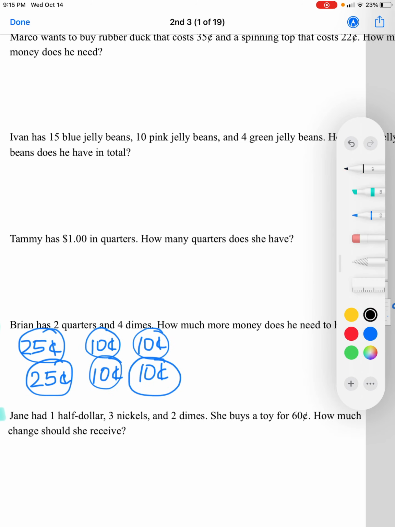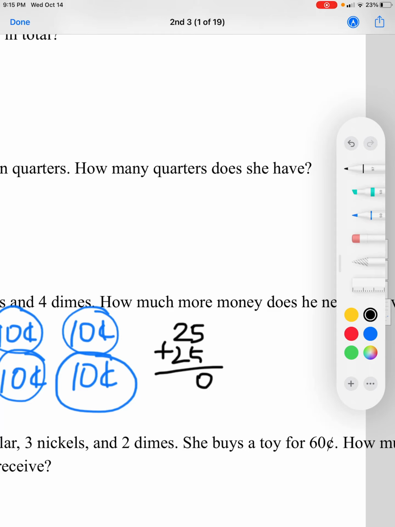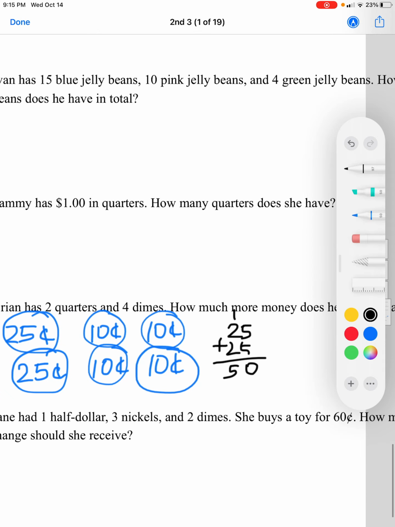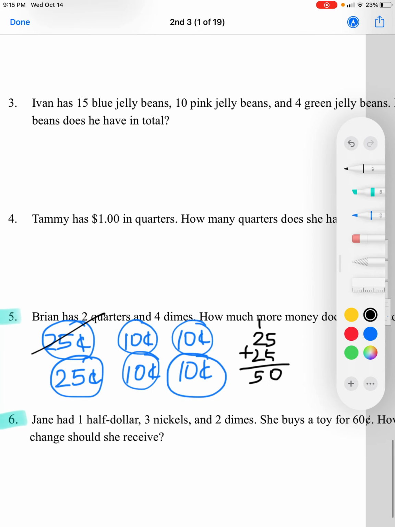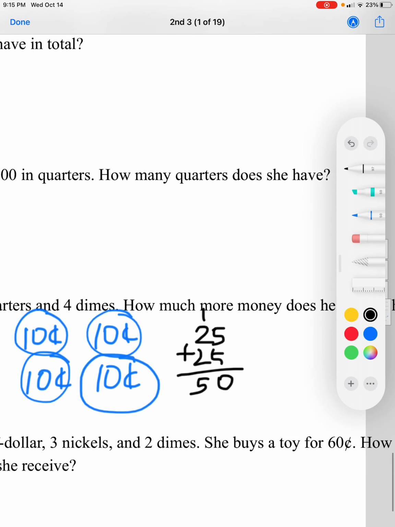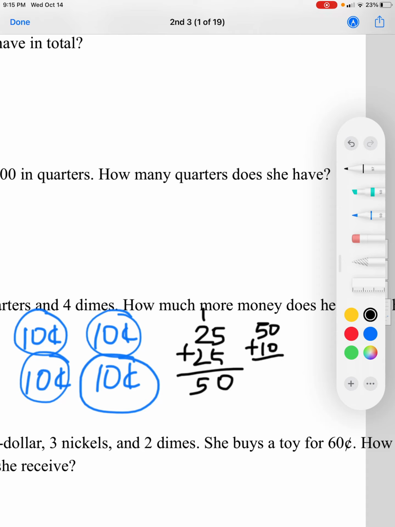So 25 plus 25. We know that 5 plus 5 equals 10. So it's a 0, and the 1 up here. 1 plus 2 equals 3. 3 plus 2 equals 5. So 25 plus 25 equals 50. So these 2 quarters equal 50 cents. Now we'll add 2 dimes. Take 2 dimes at a time to make it easier.